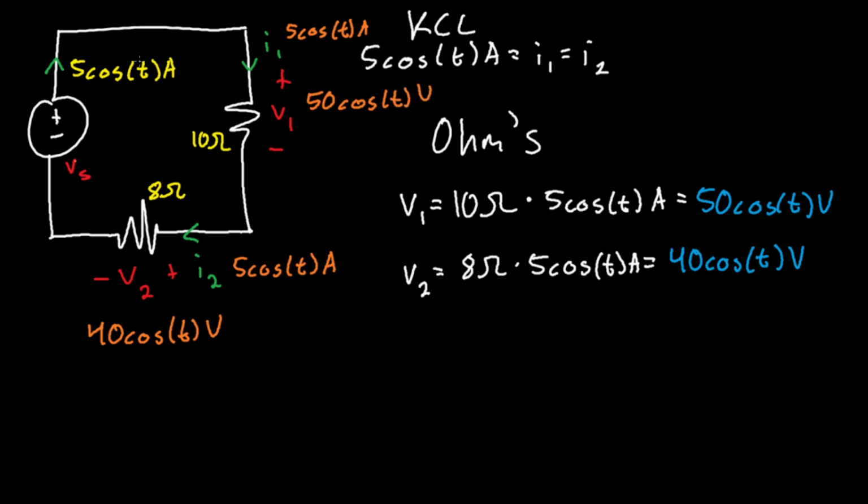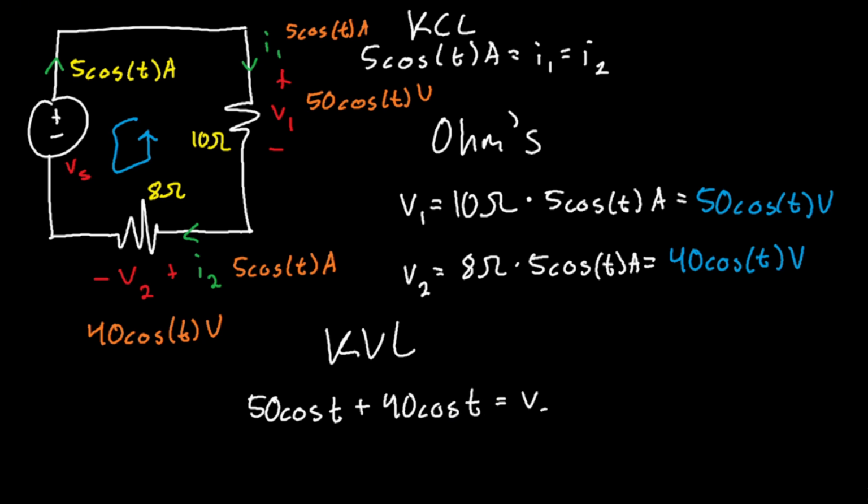All right? Well, we can solve for the voltage at the source by using KVL. So KVL: the voltage rises in the counterclockwise direction are V2 and V1, and the voltage drop is Vs. So if we were to set up this equation with our known values, V1 and V2, we can simply set up 50 cosine of t plus 40 cosine of t is equal to V of S. And if you add these two together, you simply get 90 cosine of t volts. And 90 cosine of t volts is the voltage at your source.